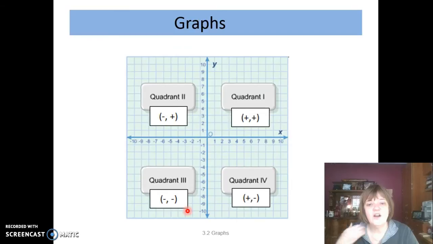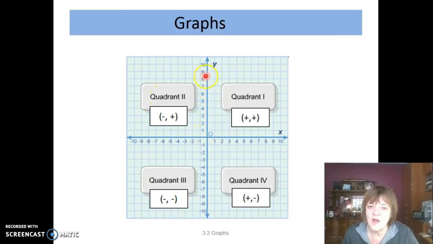Now, our graph is broken up into 4 parts. And notice it goes in this direction. Quadrant 1 is right here. Everything in quadrant 1 is positive, both the x's and the y's. Okay, they're both positive. We go in a counterclockwise direction. And notice how it changes. On the left, the x's are always negative, and the y's in this quadrant are always positive.